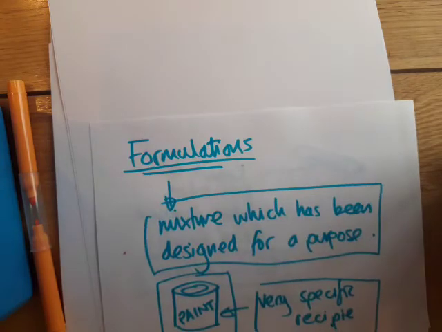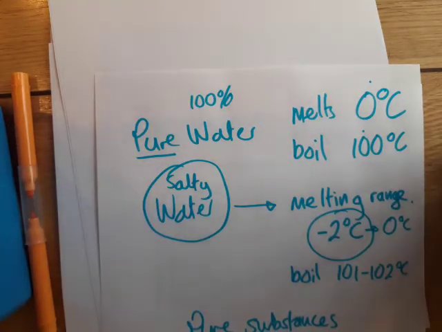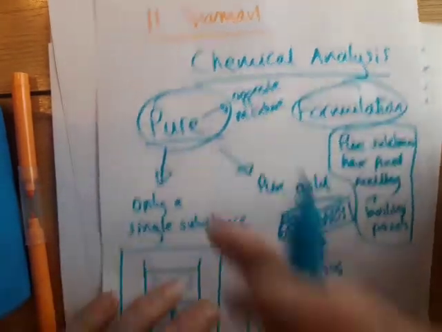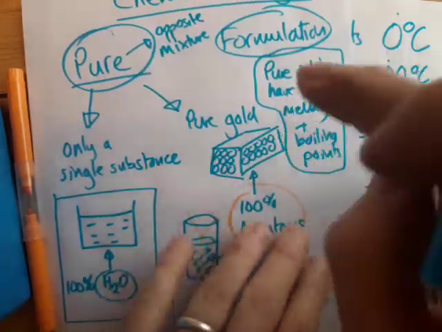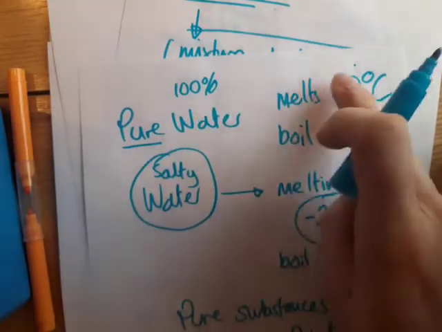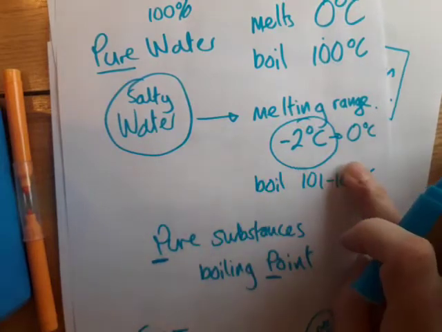It is important, though. So what have we gone through again? Let's see the whole lesson. We said today, where's my first sheet? Today we would be looking at the words pure and formulation. Pure is a 100% single substance and you have a boiling point, e.g. pure water has a boiling point. If you have a mixture, you get a boiling range.